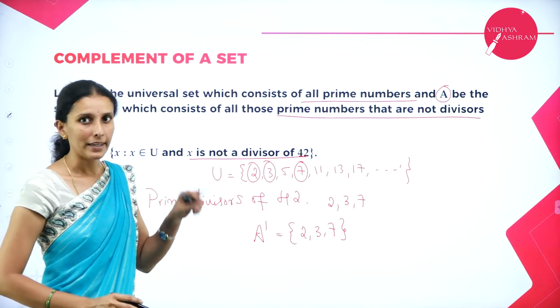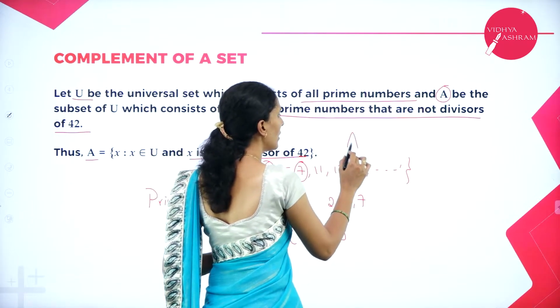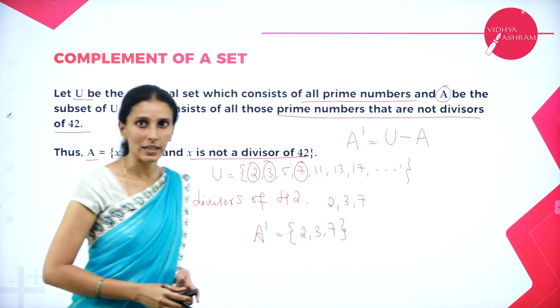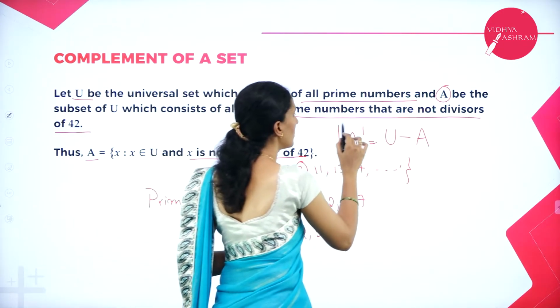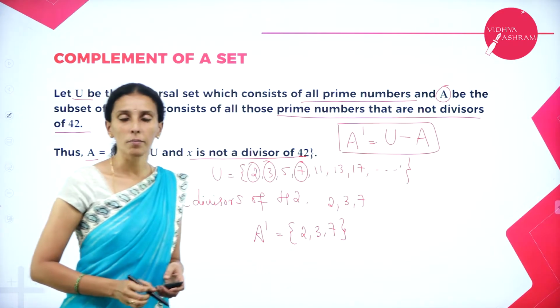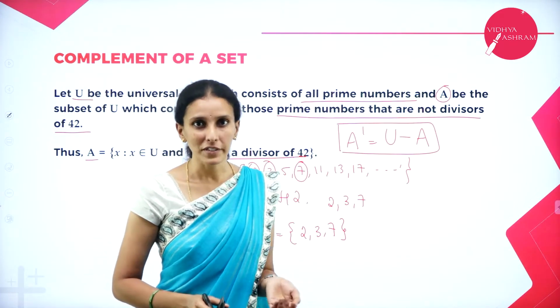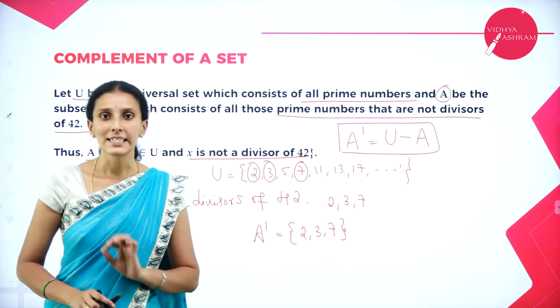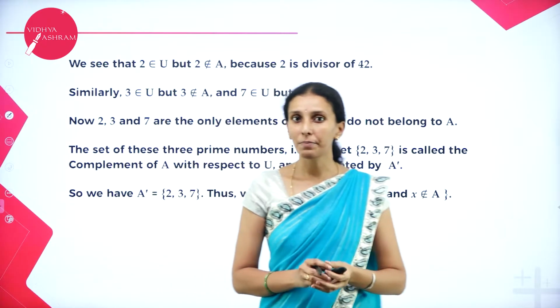So complement is nothing but, if you want a complement, then you should subtract the set from the universal set. So this is how we will denote mathematically the complement of a set. The complement of a set is nothing but the difference of the universal set and the set. So this is what I have explained here.